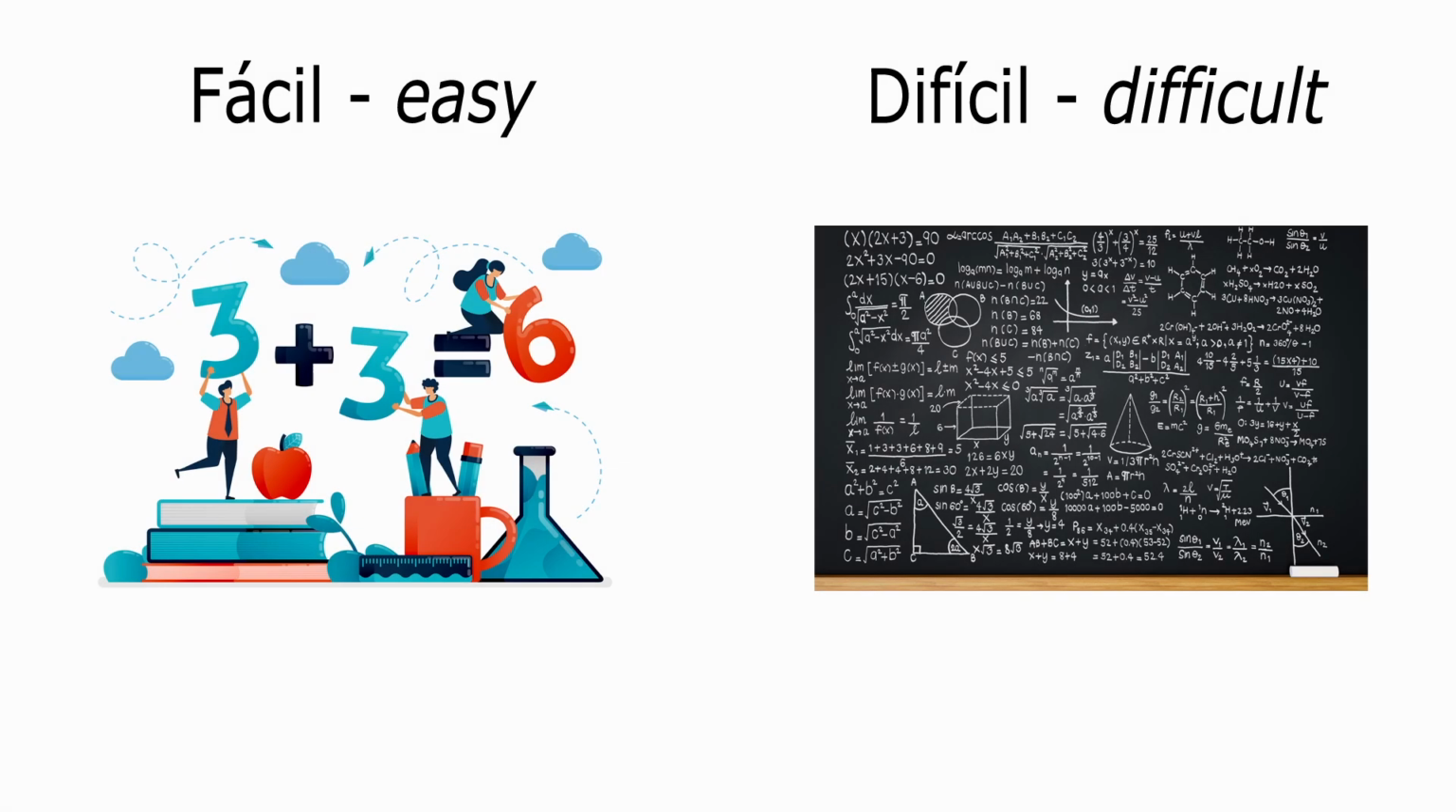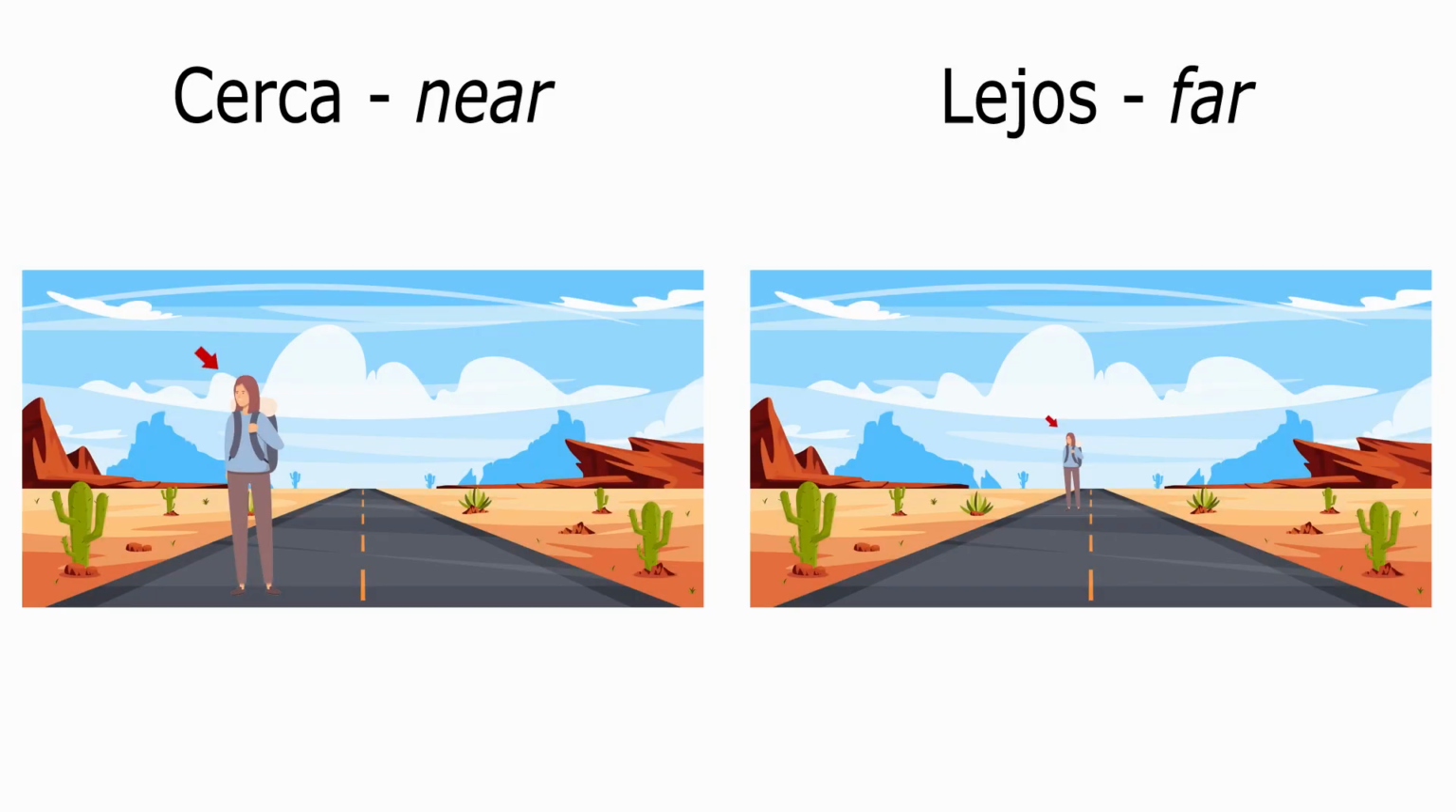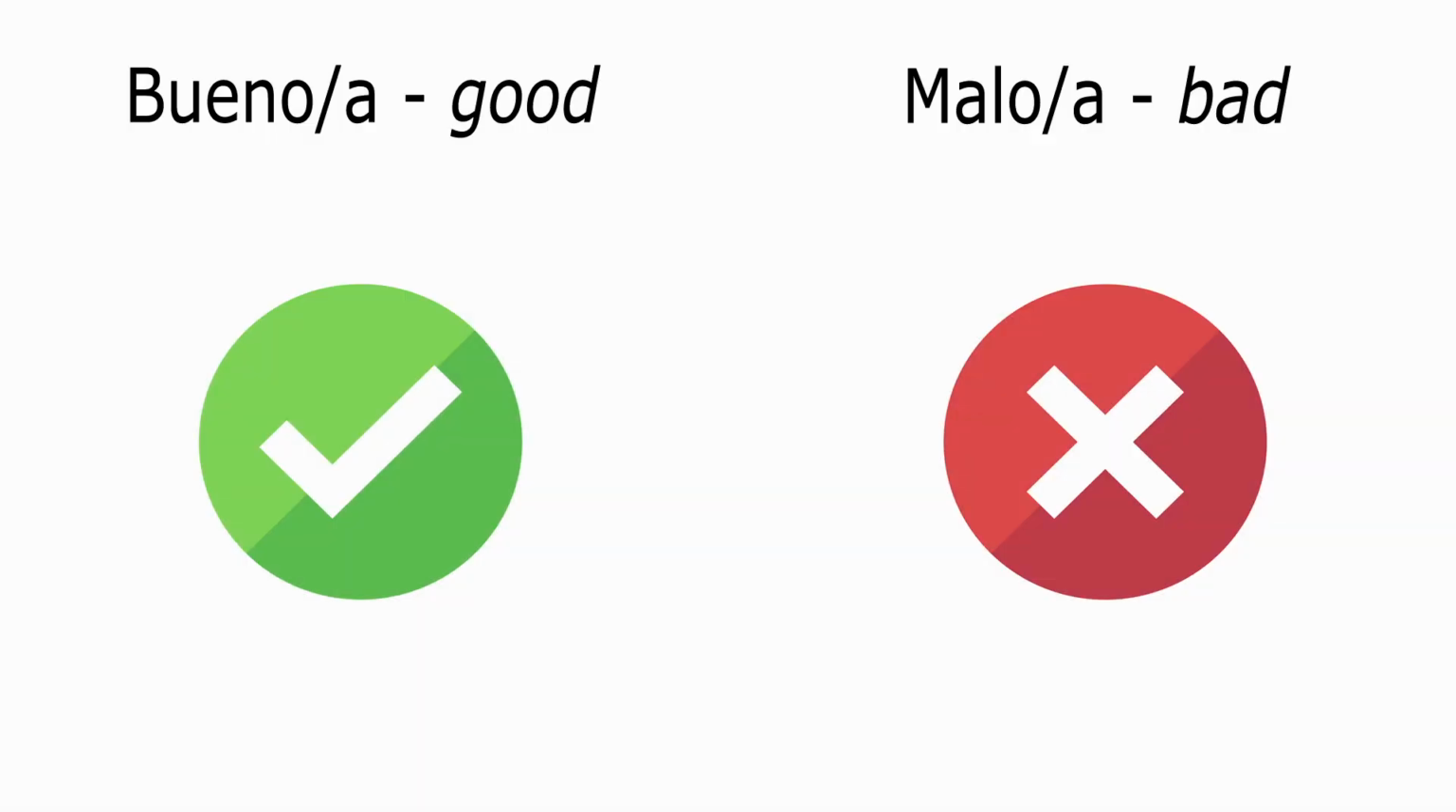The word for easy is fácil. The word for difficult is difícil. The word for cheap is barato or barata. The word for expensive is caro or cara. The word for near is cerca. The word for far is lejos. The word for good is bueno or buena. The word for bad is malo or mala.